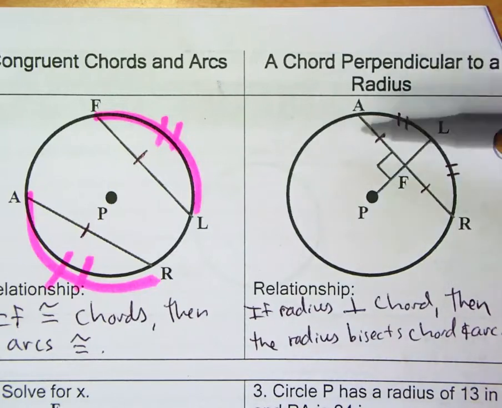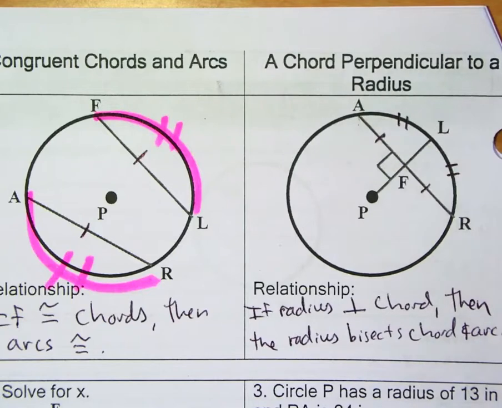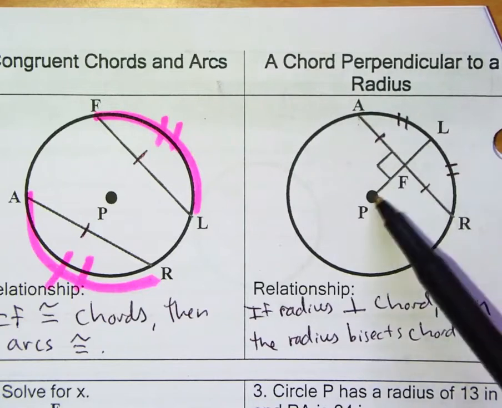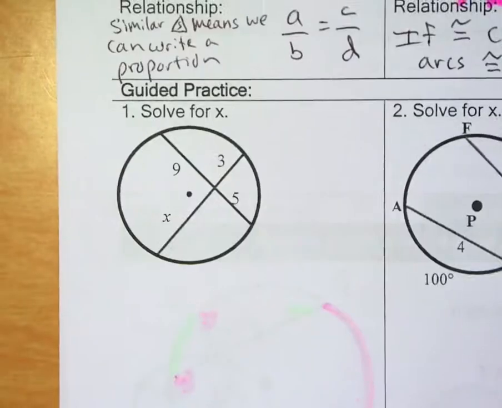You can make some right triangles in here if you were to add another radius here. And you can play with this right triangle in Pythag and all sorts of things. But this relationship here: the radius bisects the chord and the arc. So let's go and try and apply these three new ideas. So here's the first one.